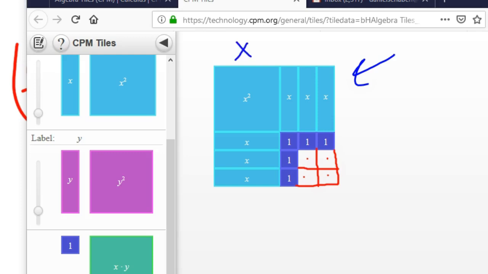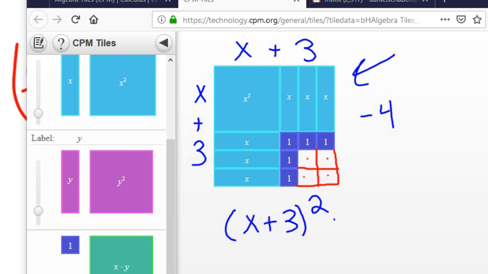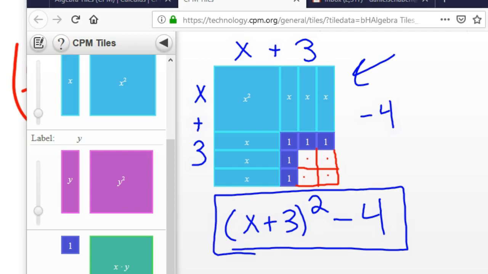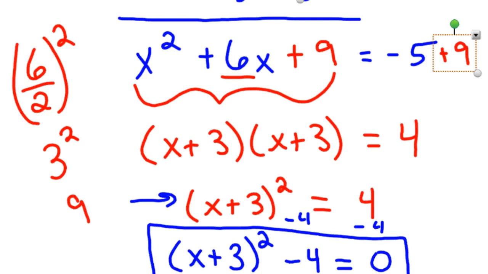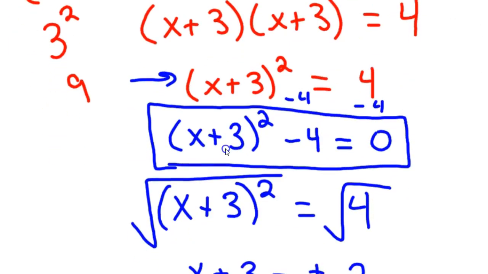Well, this side of the square is x plus 3. This side of the square is x plus 3, but we're missing 4 chunks. So we're minus 4 from making a perfect square. So this is a square of x plus 3 squared minus 4. And there you have it. There is your square completed. And so if you take a look at this, there that is. X plus 3 squared minus 4.